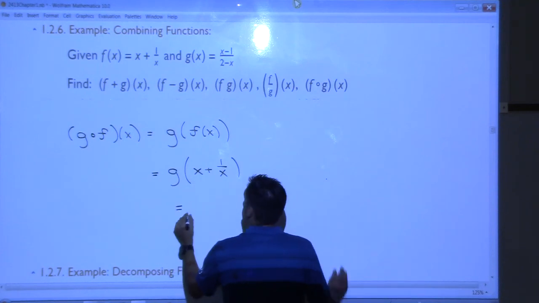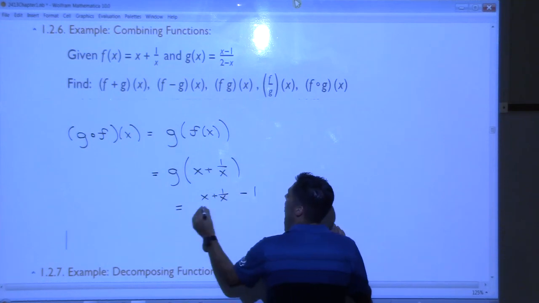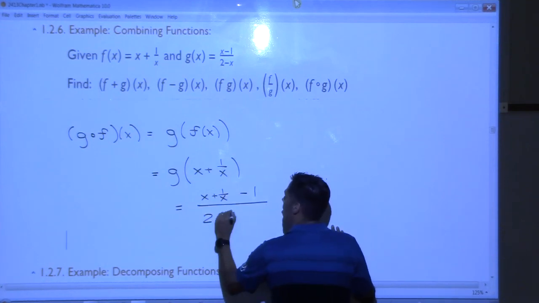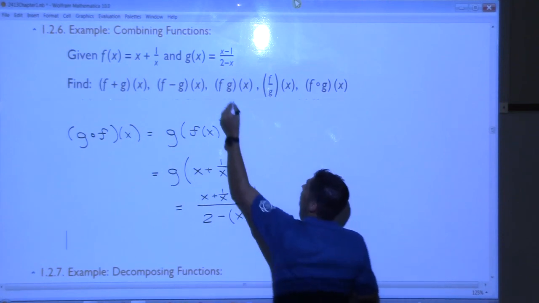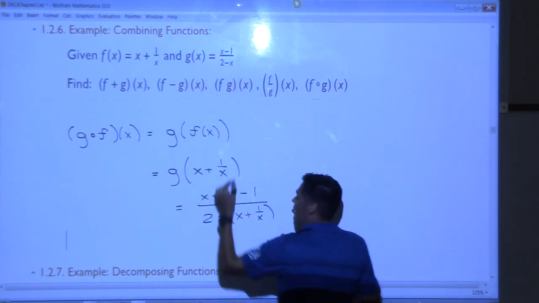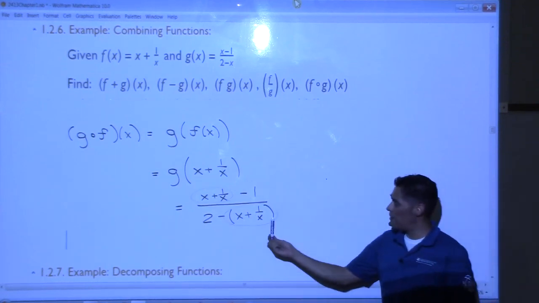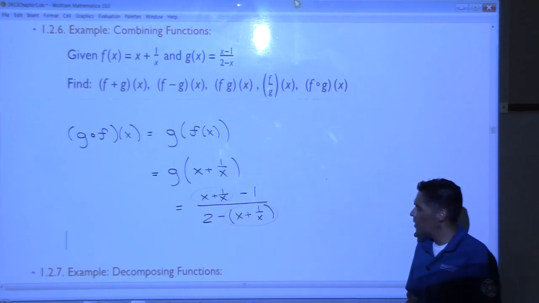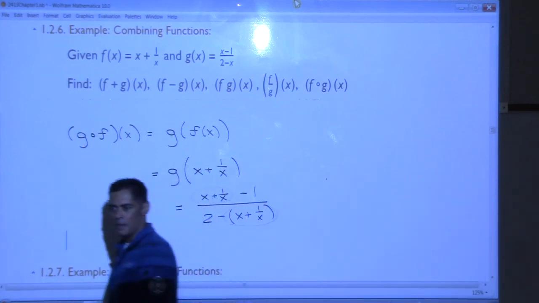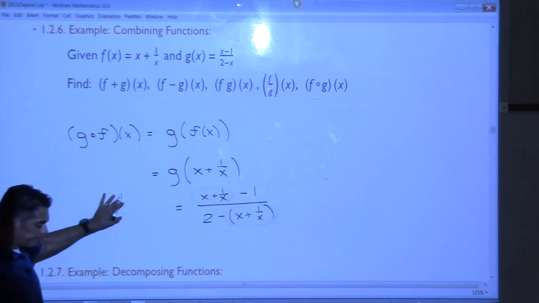And then we're going to go x plus 1 over x minus 1 over 2 minus x plus 1 over x. So we have replaced that x and that x right there with those two expressions. And also notice I put the parentheses around this, right? Because I have to distribute that negative through. And of course we could try and clean that up, but that's the mechanics of composition. So be sure you're comfortable with this.